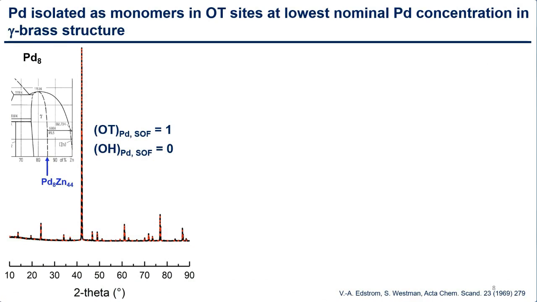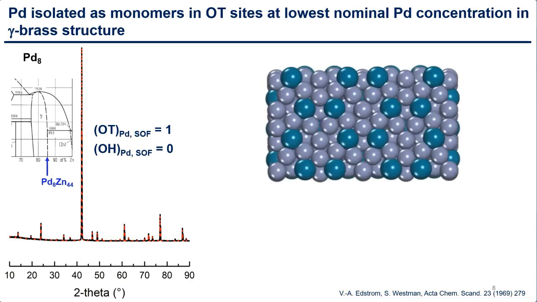So palladium-8 zinc-44 was synthesized and characterized by X-ray diffraction, and consistent with results from the late 60s, we demonstrated that all 8 palladium atoms occupy the outer tetrahedral site, as indicated by the site occupational factor being equal to 1 for these materials. It turns out, by careful examination of the crystal structure of the gamma brass phase, that these 8 palladium atoms are isolated from one another in the lattice. So in palladium-8 zinc-44, only palladium monomers can be found.